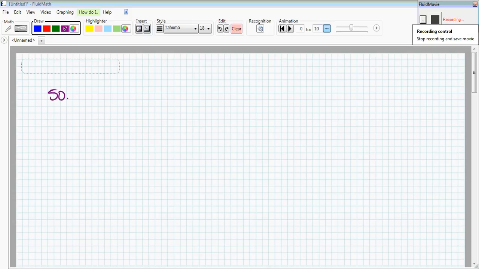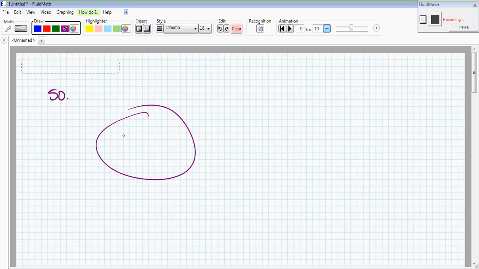Alright, for question number 50, it says a circular piece of sheet metal has a diameter of 20 inches. Okay, and it says the edges are to be cut off to form a rectangle of area 160 inches square. And it says to see the figure.